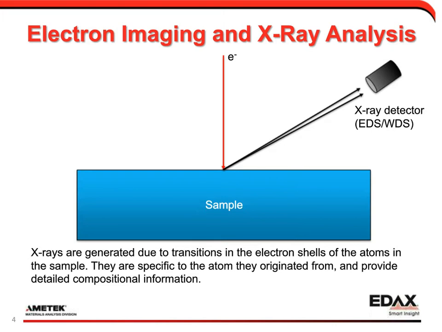There's generally two types of X-ray detectors, EDS and WDS, where EDS is energy dispersive spectroscopy and WDS is wavelength dispersive. Both have their advantages and disadvantages. The most common one by far is EDS, and it has the advantage that you collect the full spectrum in one go.